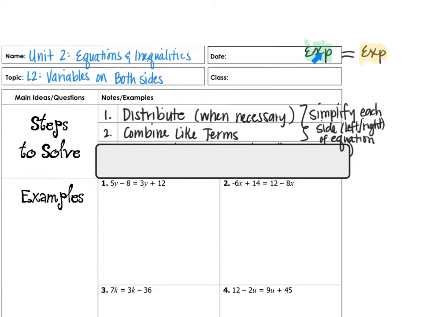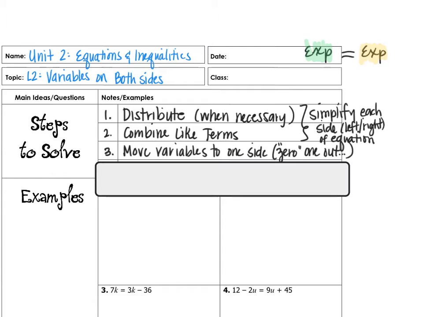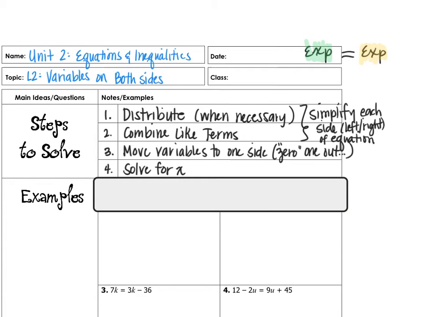Once both sides have been fully simplified following these two steps on their own, then we will move variables to one side by zeroing one of the variables out. And I'll show you what I mean by that, by zeroing one of the variables out, because there will be variables on multiple sides. And then last, we're going to solve for x. So let's do some of these together.